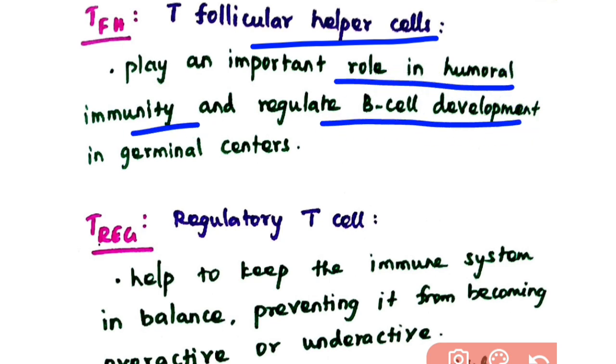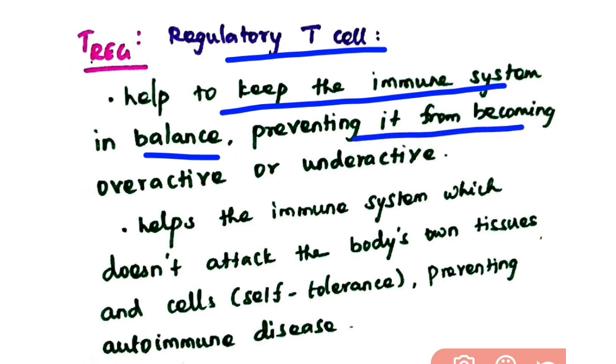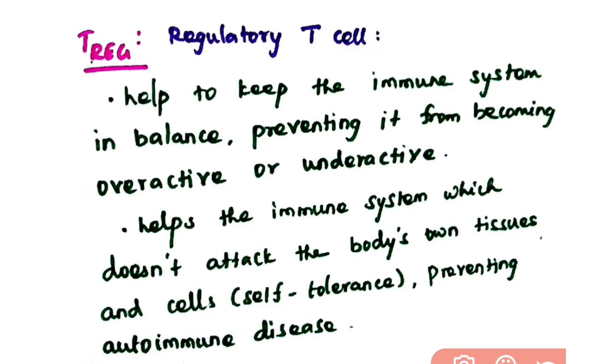role in humoral immunity. Then regulatory T cells help to keep the immune system in balance, that is it prevents the immune system from being overactive or underactive. Okay, it helps the immune system not to attack the body's own tissues and cells, self-tolerance. Okay, thereby it prevents the autoimmune diseases.